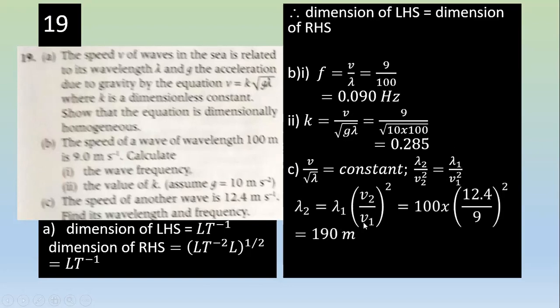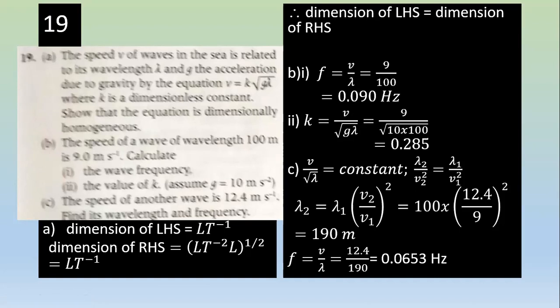Then I put in your values. Lambda 2, lambda 1, then V2 square, the whole thing. V2 over V1, the whole thing squared. First one is 100, and V2 is 12.24, V1 is here 9, and the whole thing squared. Using a calculator, 190 meter. After that, to know the frequency, just use your V over lambda and calculate it out.